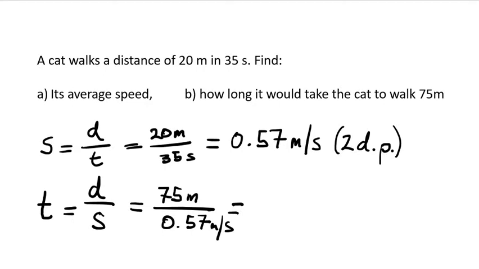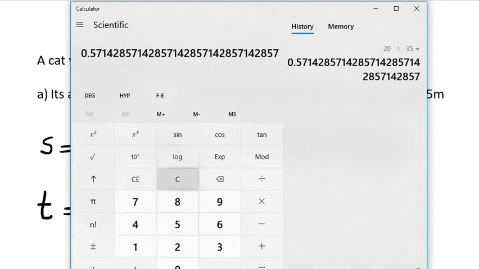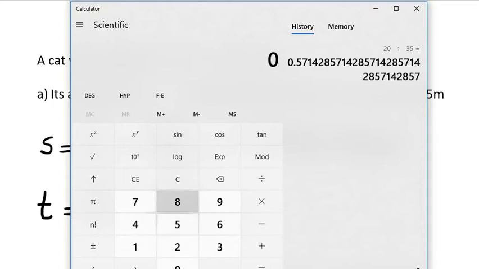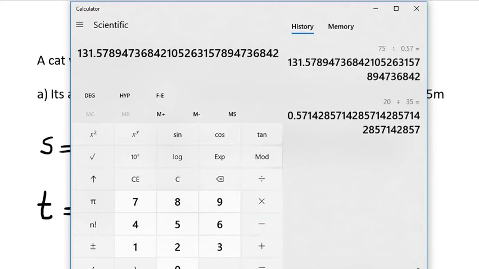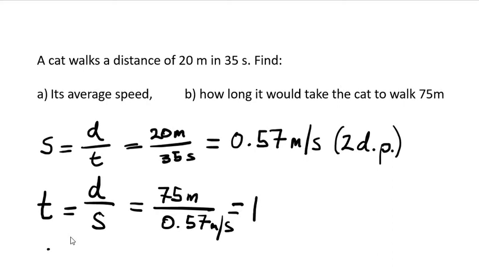And so now what we're going to do is feed that into our calculator. Let's just clear the previous work that we did. So we have a distance of 75 divided by speed of 0.57. Put that in the calculator and we get 131.57. Again, we need to decide how we want to round it. Here it's probably good to round it to the nearest whole second. And so we're going to get 132 seconds. And that will be the time it would take.